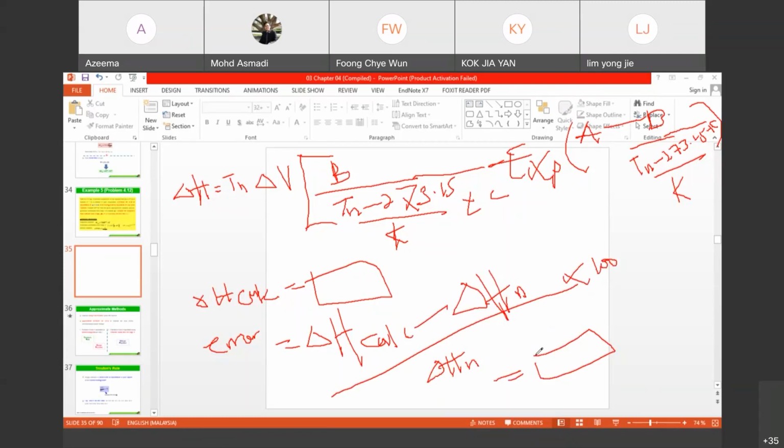Vapor volume. Who has calculated already? Vapor volume. Anyone calculate? Ikram? Have you calculated the delta H? Did you calculate the vapor volume and also the liquid volume? Not yet, doctor. Okay, so please calculate. How many minutes has it been already?